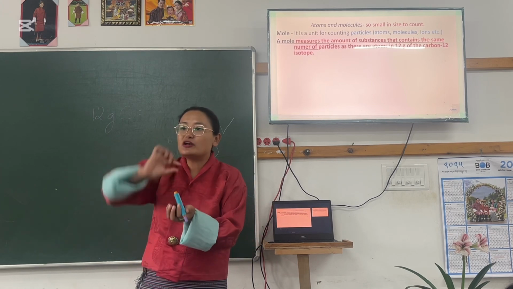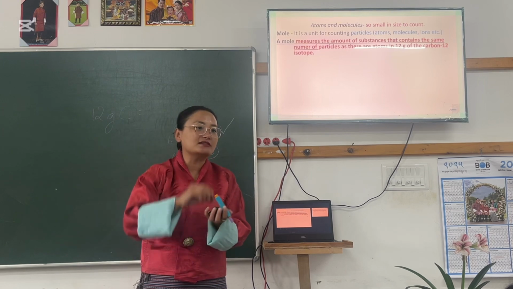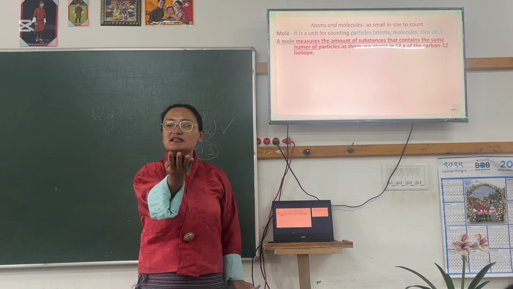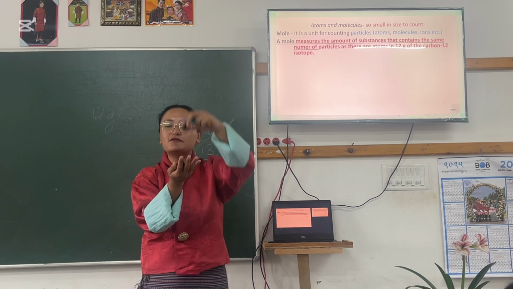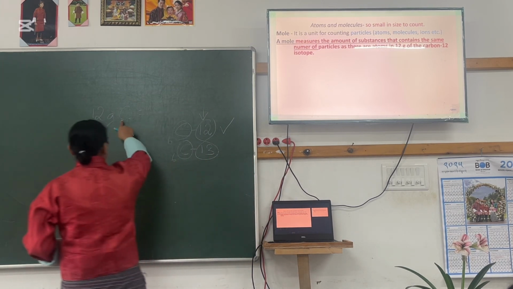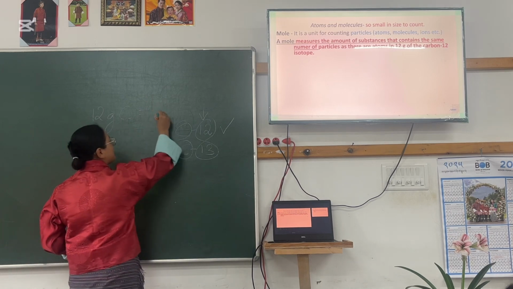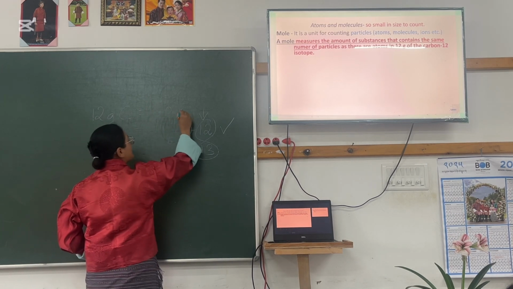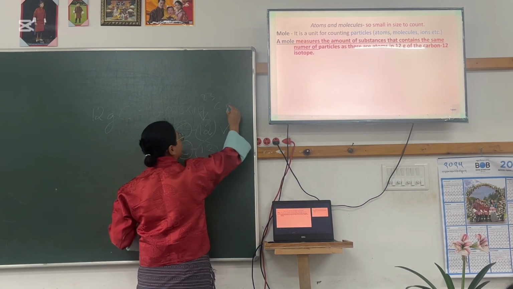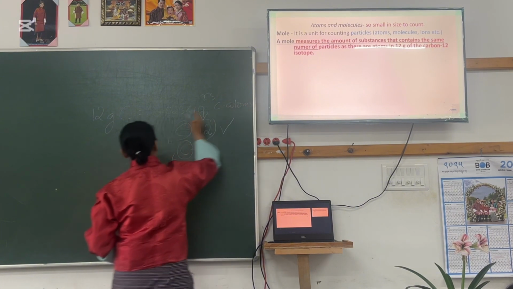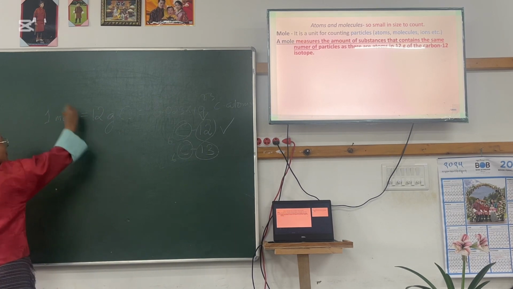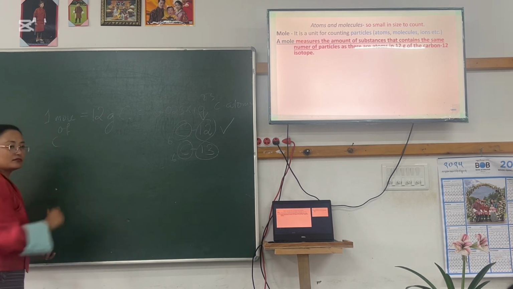Remember? You don't have to literally count carbon atoms one by one. If you know its atomic weight, 12 grams, then in that 12 grams the number of carbon atoms will be Avogadro's number. Which means in 12 grams of carbon, there are 6.023 times 10 to the power 23 carbon atoms. Meaning 12 grams of carbon is 1 mole of carbon atoms.